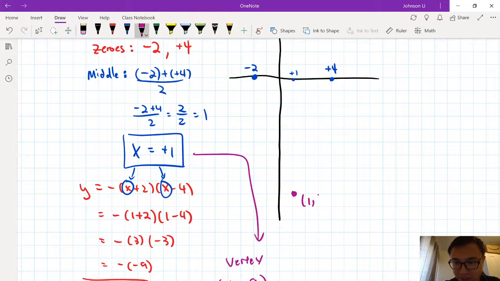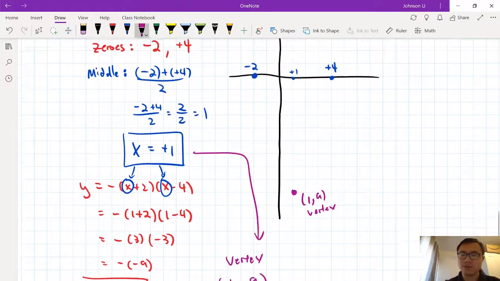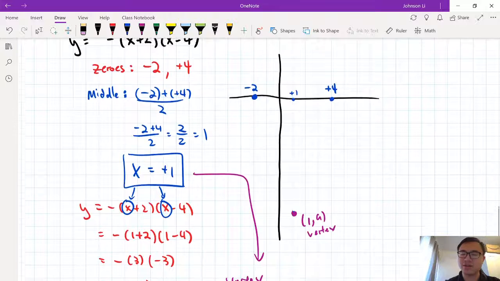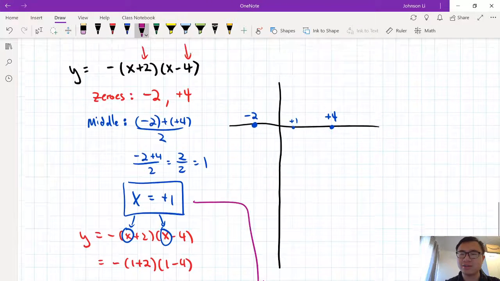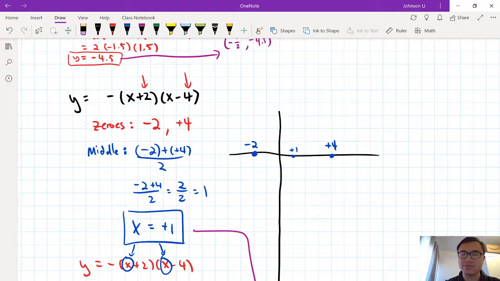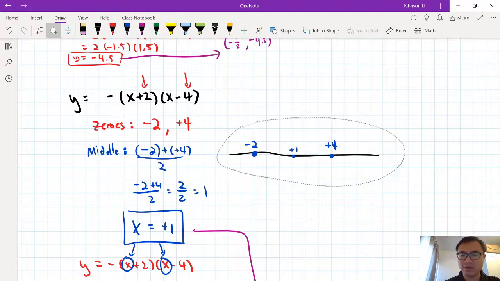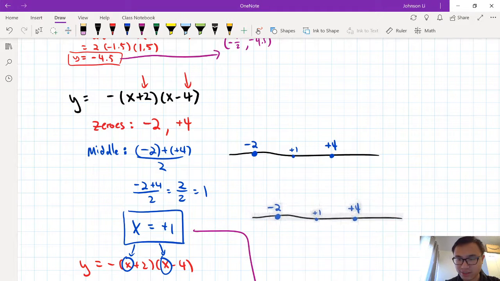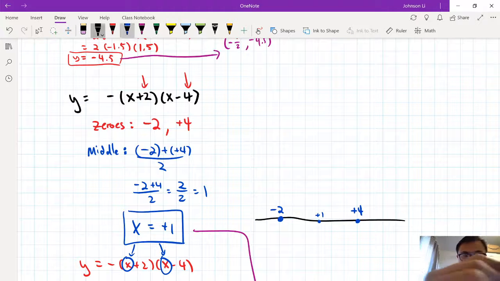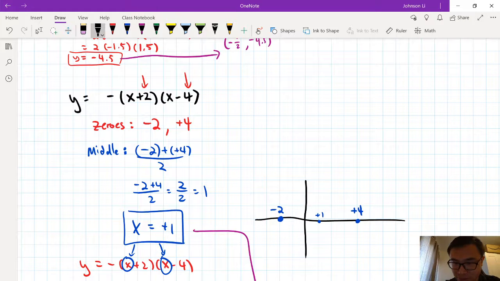1, 9 vertex. And oh wait, it's actually positive 9. My apologies, I made a mistake here. So it actually goes to the positive side, because this would be negative 9. Well, made an oopsie. It's alright. Let's move this a little bit down so I have more space. I'm going to have to go up instead of down. We're actually looking 9 squares up, because it's on the positive end. So let's count 9 squares up.